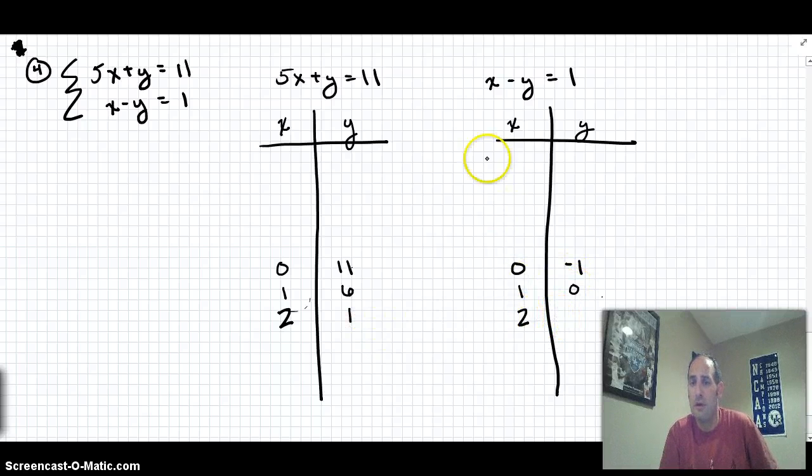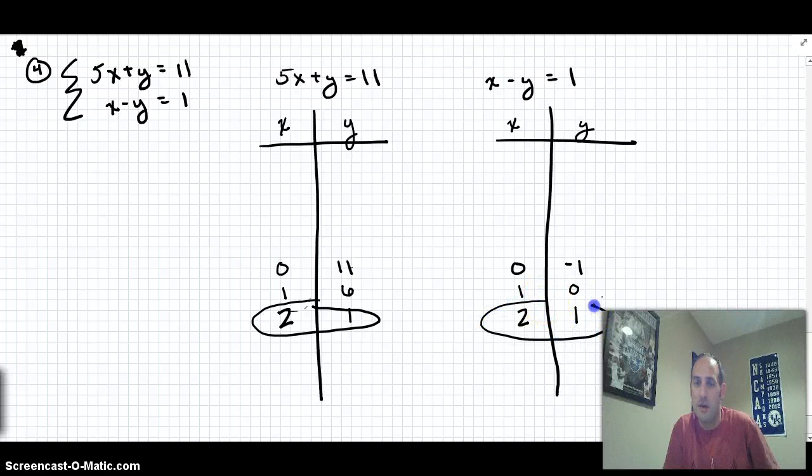If I put a 2 in for x here, 2 minus something gives me 1, and that something has to be 1. And I was able to solve this with a chart really quickly because I see when the input is 2 for the first one and for the second one, I get an output of 1. And that's why I know that that has to be the only solution to this system of equations.